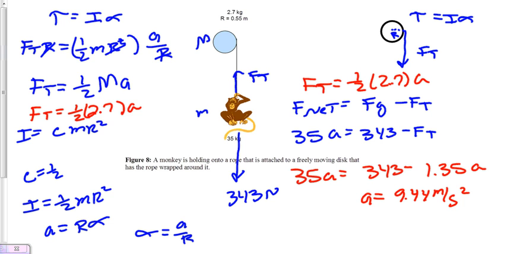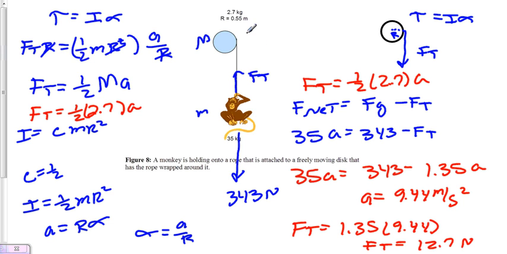Okay, last we need to find the tension, and you're looking at a nice equation here. So force tension is then going to equal 1.35 multiplied by 9.44. And force tension has a value of 12.7 newtons. And that's how we account for masses of pulleys in a frictionless rolling, so we don't have to worry about that.